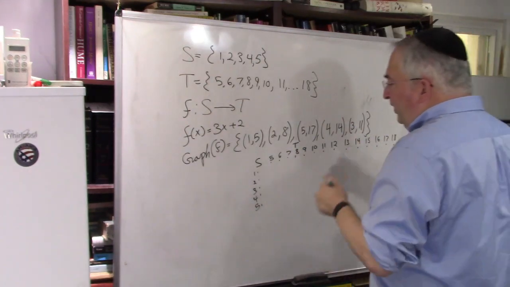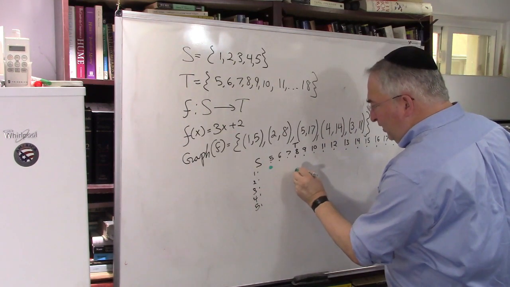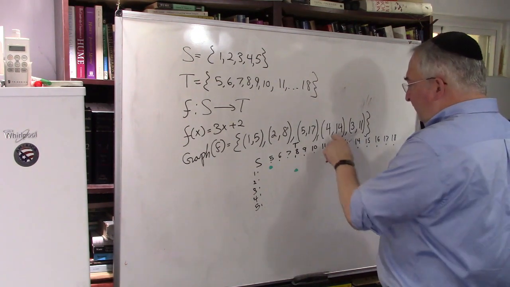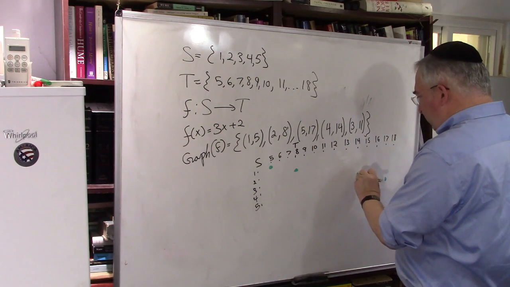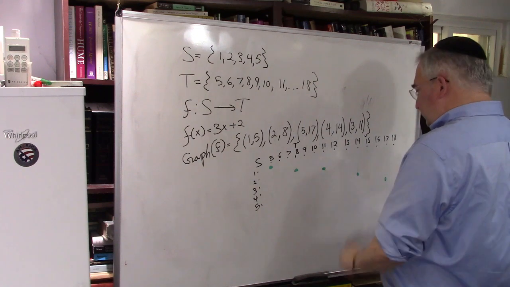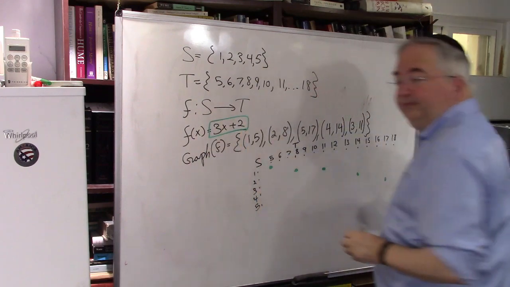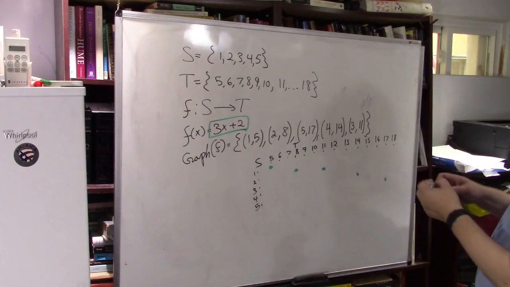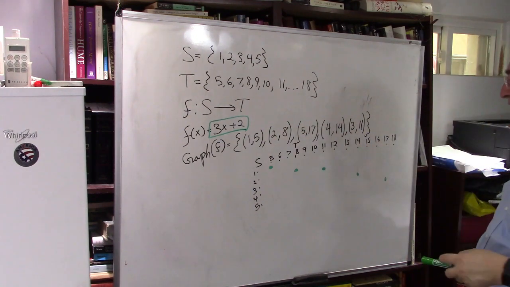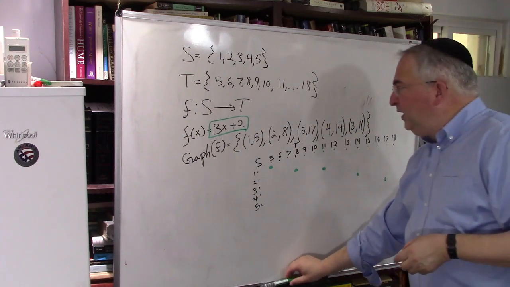You ready? 1, 5 is right over there. 2, 8 is right over there. 5, 17 is right over there. 4, 14 is right over there. 3, 11 is right over there. By the way, that looks like a straight line. That's because this function is a straight line. I did it upside down, but that's okay. Usually you think of this straight line as going this way, but it doesn't matter. Anyways, these points are the graph of this function. Okay, great. Let's go on.